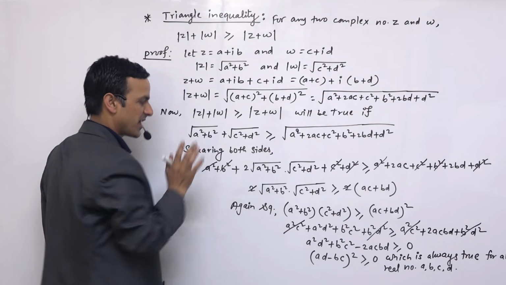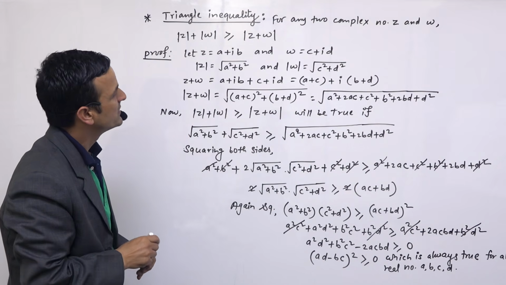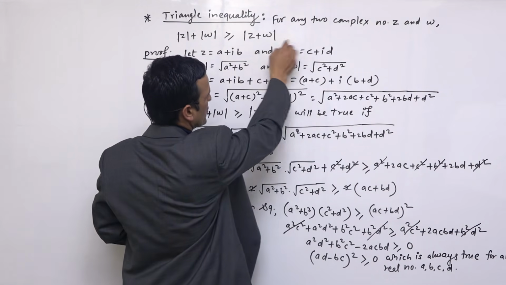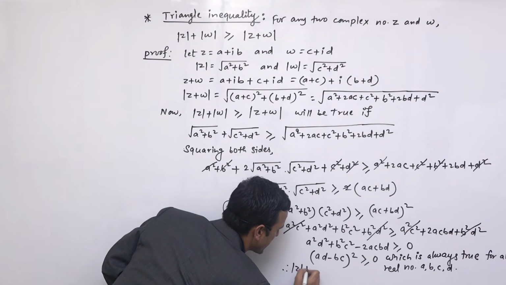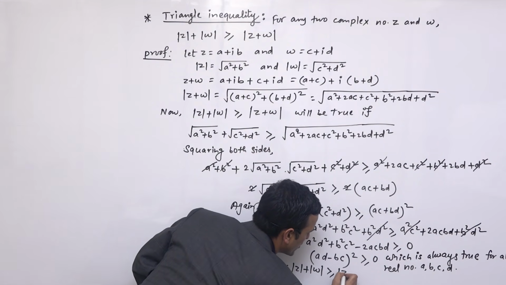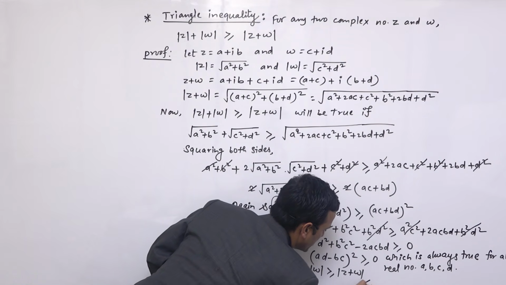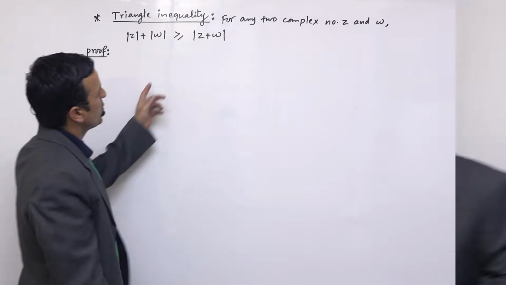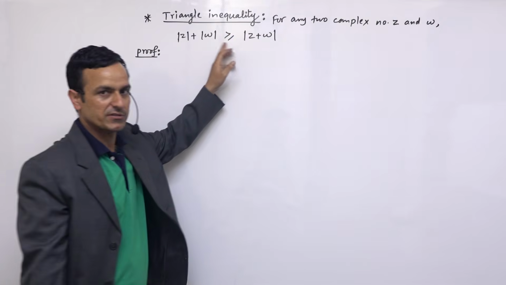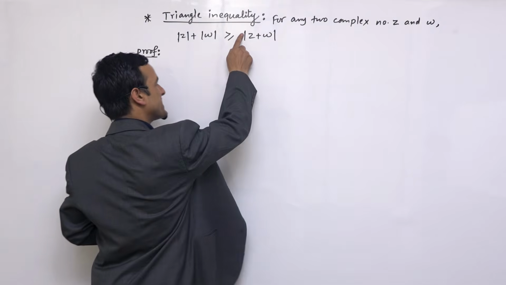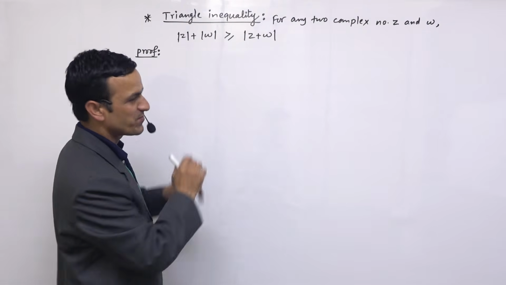That is absolutely correct. That's why this term is greater than this term. Therefore, in this way we can prove this is equal to this. So modulus z plus modulus w is greater than or equal to modulus (z plus w). So this is the proof of this question. We have the same property, triangle inequality, here for any two complex numbers z and w. This is the same property. This property can be verified by another method also. So it is an alternative proof.